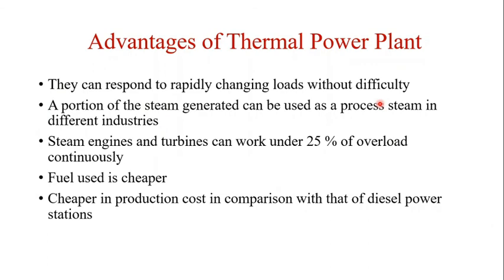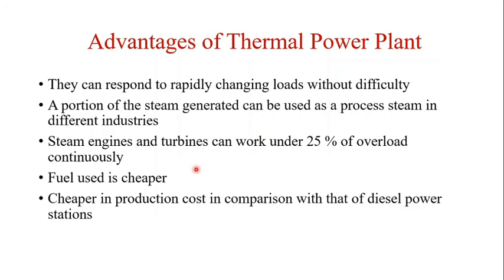Let's see the advantages of thermal power plant. They can respond to rapidly changing loads without difficulty. Means if the load suddenly increases, the thermal power plant is able to supply the required amount of power on an immediate basis. A portion of the steam generated can be used as process steam in different industries. Means steam generated from the boiler can be utilized for the generation of electricity, and parallelly it can be utilized for different purposes in different industries.